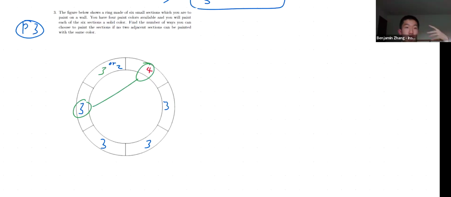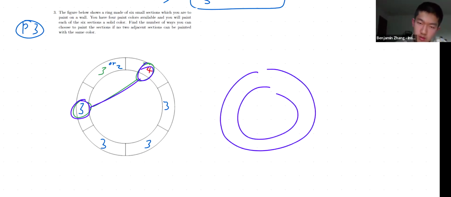However, we can actually build off of this idea. Remember, it doesn't work because we are considering whether or not these 2 colors are the same, right? So let's try to extend on that idea. Given that we have a construction for, let's say, a ring of, this time we only have 5 sections. So let me just quickly draw an annulus. This time we only have 5 sections. How can we form a 6th section?